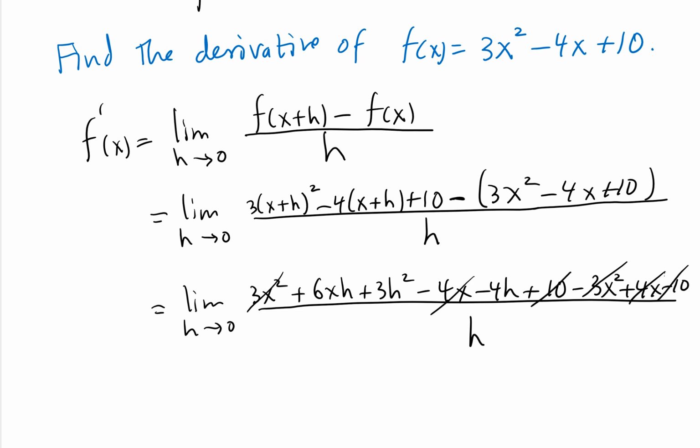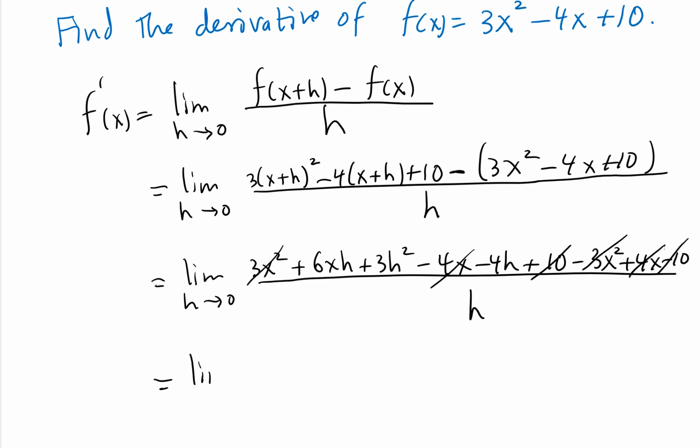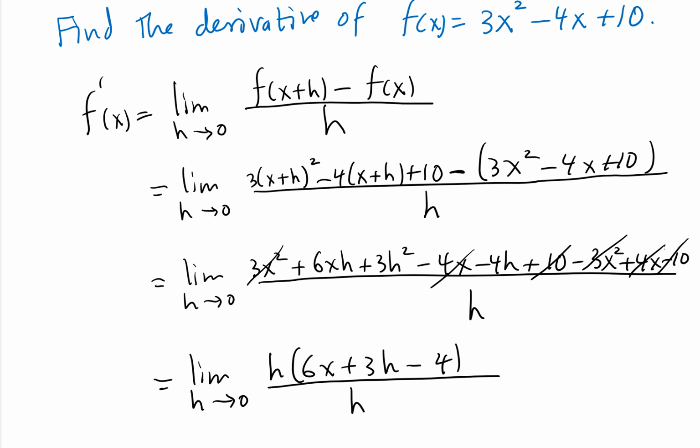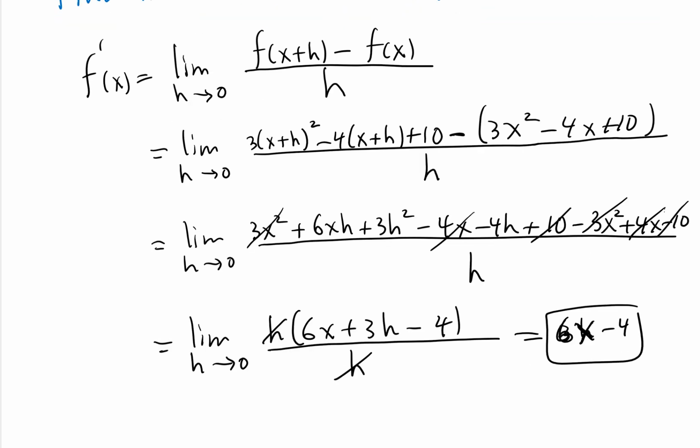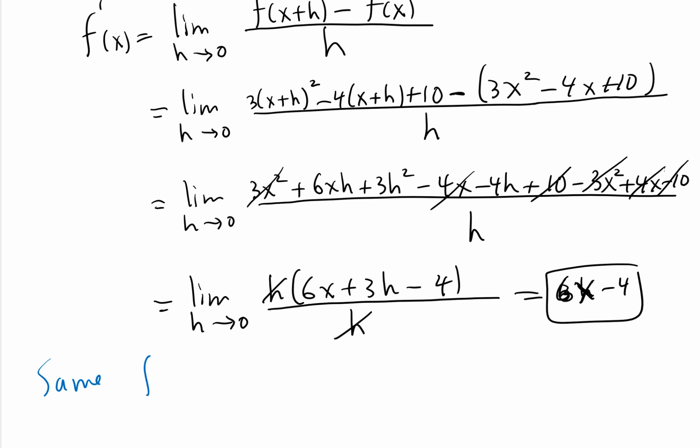These cancel. Take an h out, 6x plus 3h minus 4 over h. These cancel out. So if we pass the limit to this, 3h goes to 0, and it gives us 6x minus 4. So that's the derivative for this function. If you'd like to try one similar to this, same for f of x equals negative 2x squared plus 7x plus 1. Try this one for 3 minutes.